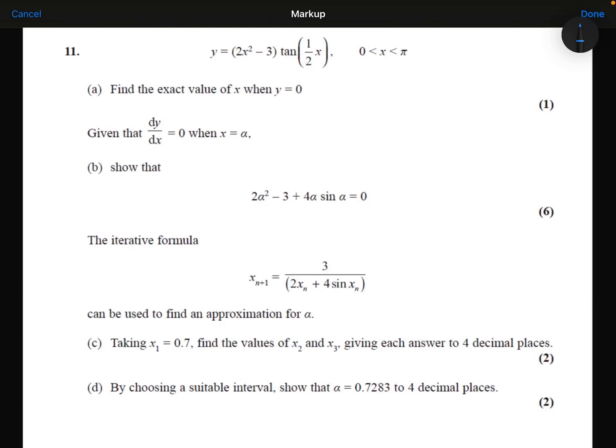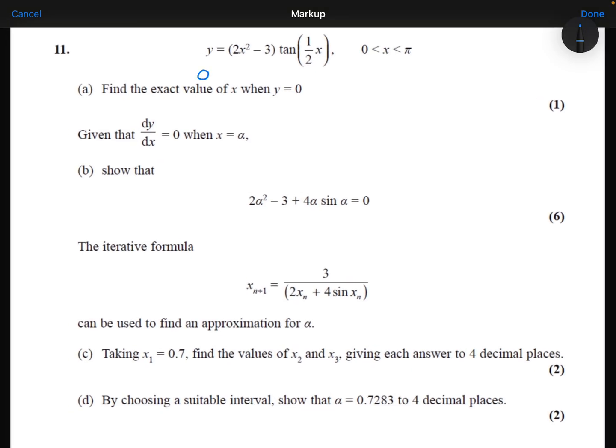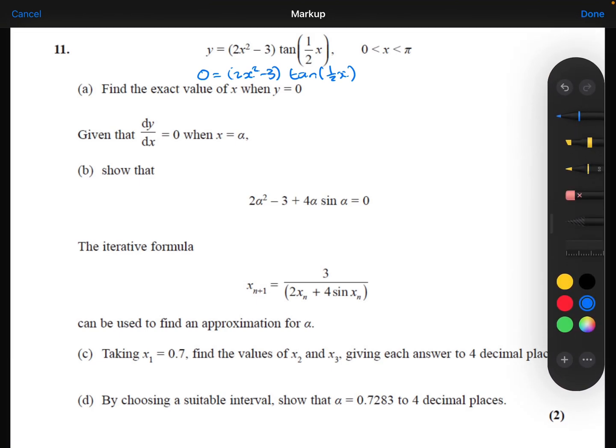y equals 2x squared minus 3 multiplied by tan half x, where x is between 0 and pi. Part A, find the exact value of x when y equals 0. So if I write down the equation, 0 equals 2x squared minus 3 times tan half x, then this is telling me that either 2x squared minus 3 equals 0, or tan half x would have to equal 0.